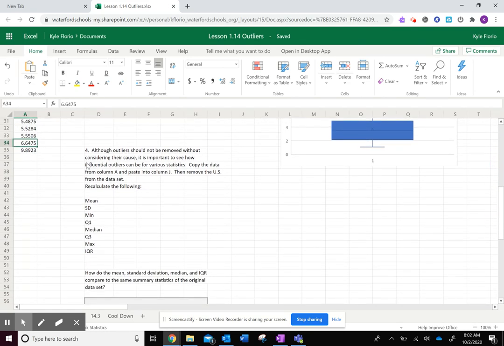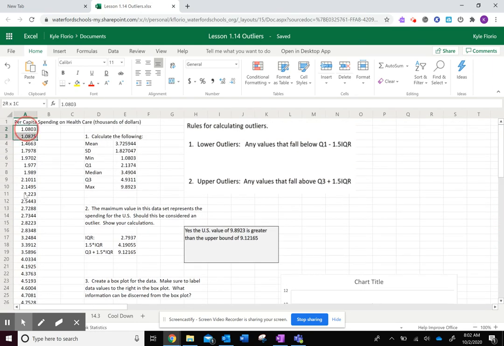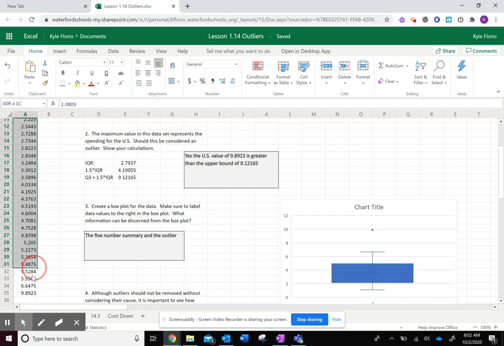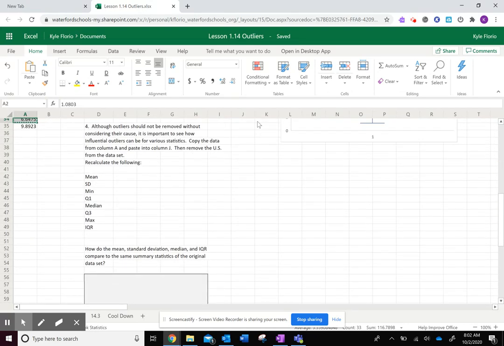Number 4, although outliers should not be removed without considering their cause, it's important to see how influential outliers can be for various statistics. Copy the data from column A, paste it in column J, and we're going to remove the US from the data set and then recalculate it. So if I take out the US, which is an outlier, how does that affect the data? So I'm going to copy all these numbers. I'm going to highlight all of them except that last one, the outlier. I'm going to copy it, put it in column J, which is what the directions asked me to do. So here's J.